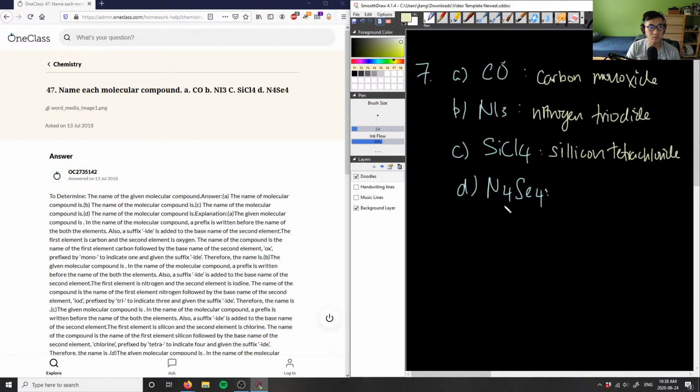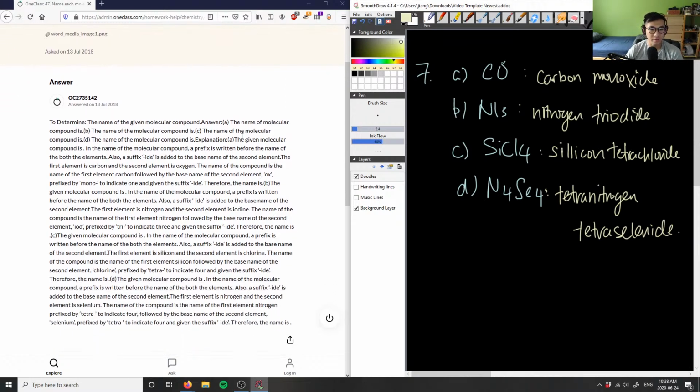And then finally, for this one here, we have N4Se4. So we have 4 nitrogens first, so this would be tetranitrogen. Oh, sorry. So tetranitrogen, and Se4, this is selenium or selenide. We have 4 of those as well, so we can say tetraselenide. And those are going to be our names for our compounds.